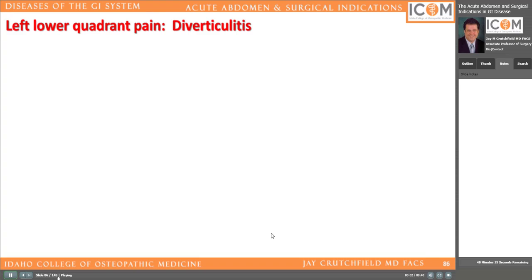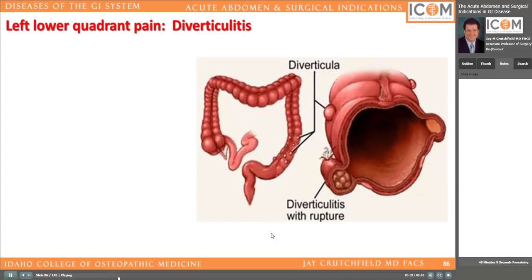But what about the patient who presents with left lower quadrant pain and the underlying cause is presumed to be diverticulitis? What is diverticulitis and what are diverticuli? We'll explore those in the next few slides.